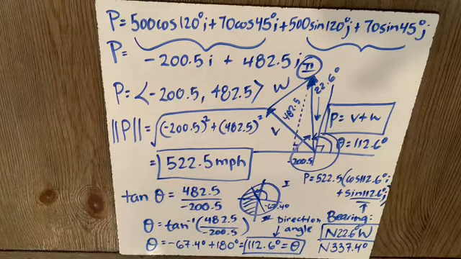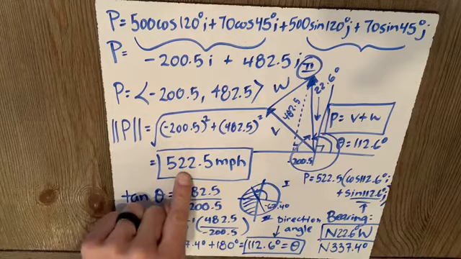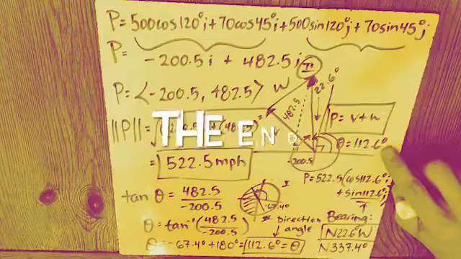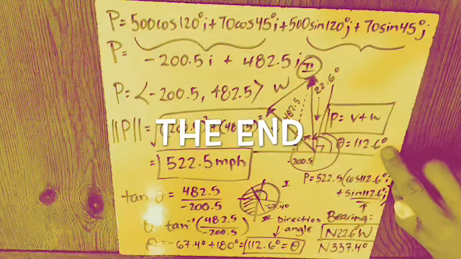So what is the final answer? 522.5 miles per hour at a bearing of north 22.6 degrees west. What's the biggest problem? Students report this answer, and that's not the bearing. I want the bearing.